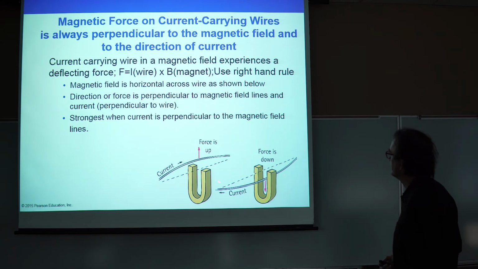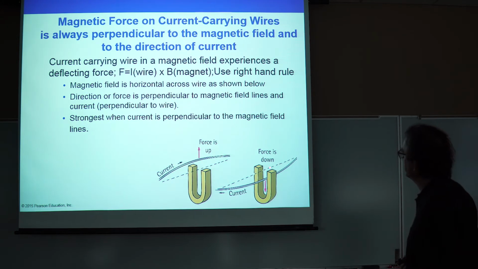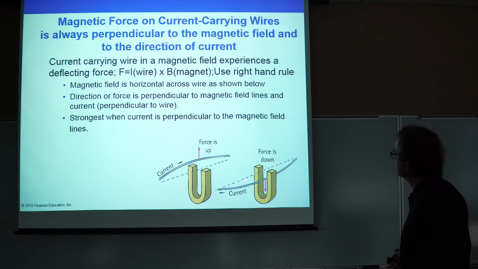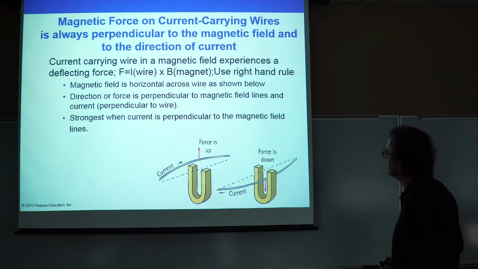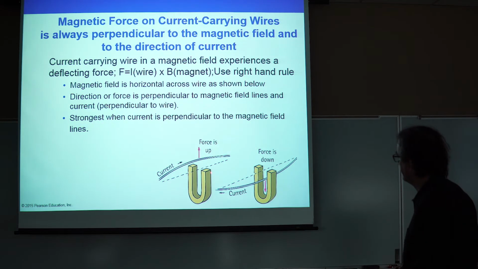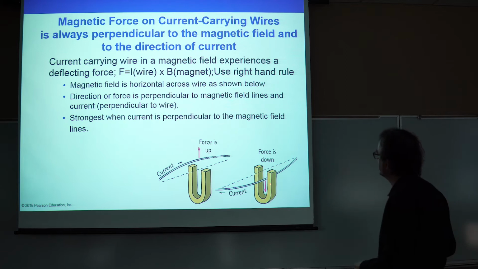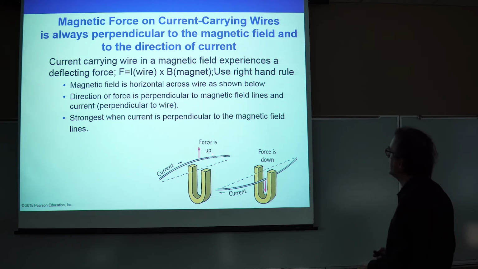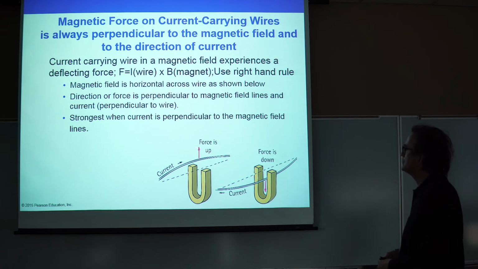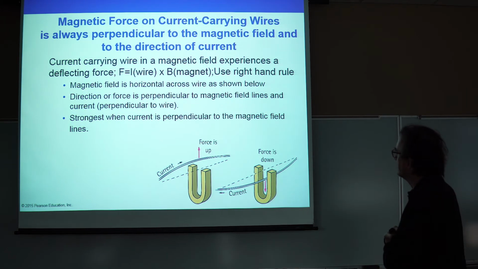Initially we have no current at all, and the wire is strung right between the north and south pole of the magnet. When we apply the current in the opposite direction, it gets pushed down with the same force as it was pushed up in the case where the current was reversed, but in the other direction.